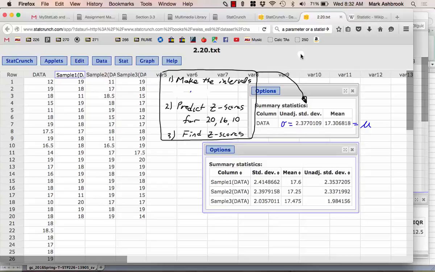You can use 2.38. I don't know what you decided to round at, but I think it's appropriate to do 2.38 and 17.3. That would be an appropriate rounding in this case. 17.3 for the mean, 2.38.